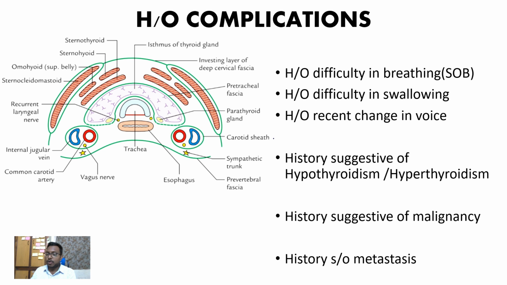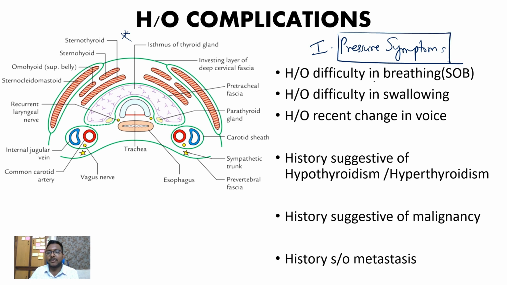So I told you the second subheading of history of present illness is history of complications. To understand it, I told you in the first video, you must always remember this diagram. The entire complications history will revolve around this particular diagram. We will see how. In complications history, the first thing you should understand is pressure symptoms. What are the important pressure symptoms we should ask? First one is history of difficulty in breathing, that is shortness of breath.